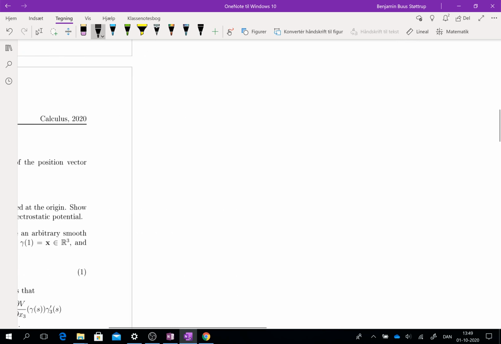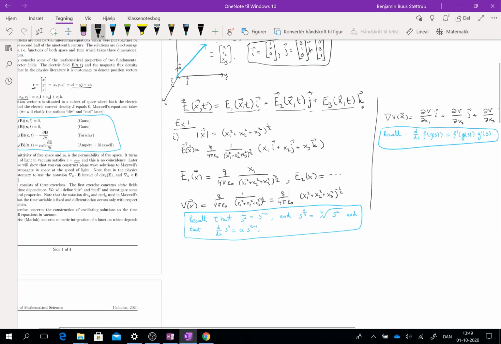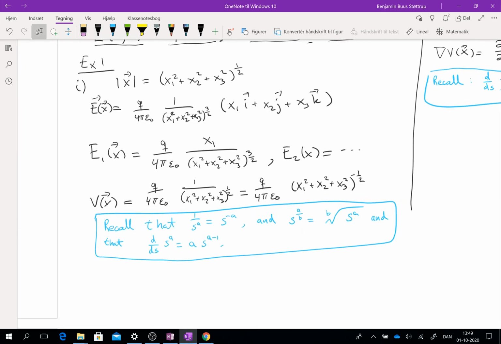Okay, so let's see. Up here we had some things. So in this box down here, there's some stuff that if you don't know, it's nice to know. So we can write this length of x, or norm of x, as x1 squared plus x2 squared plus x3 squared, and then to the power 1/2. And that's because taking the square root, as we see down here, if we have the square root here, so b is 2 and a is 1, well, then it's just the same as raising to the power 1/2. And that is sometimes useful.